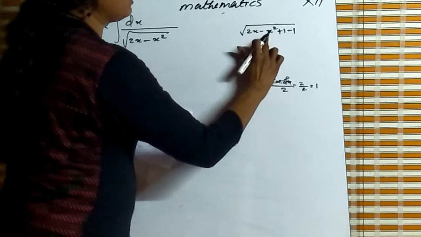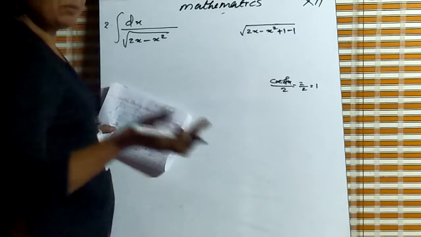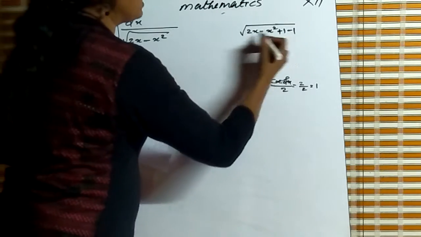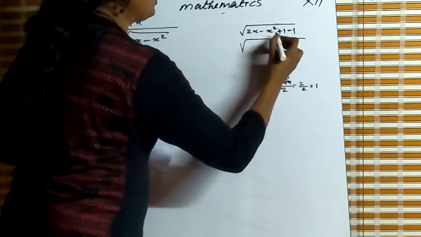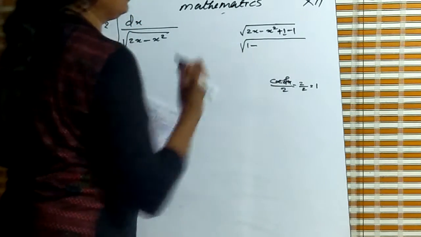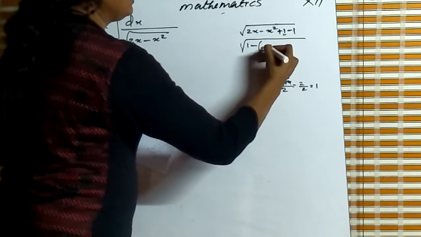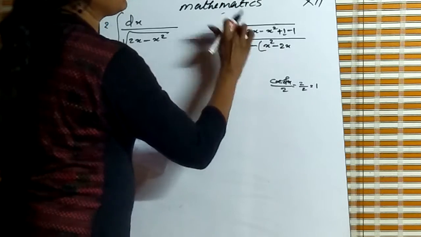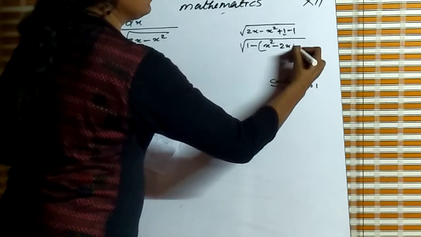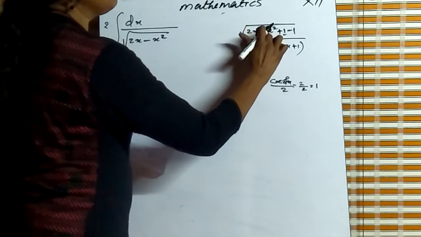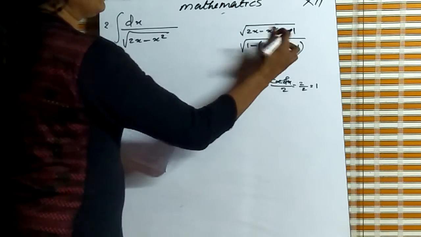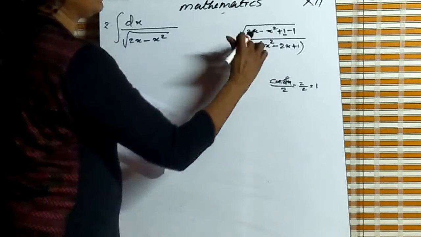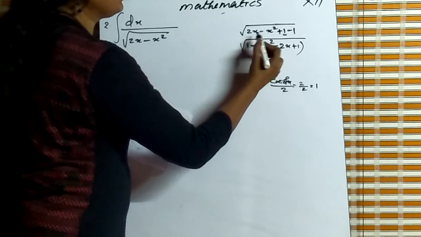Now this is 2x. Our x square term is minus x square. We have to write a perfect square. The x square term should be positive. For that, in this square root, first we write the positive number, then 1 minus of x square. Then 2x minus 2x, minus into minus plus 2x. Then minus 1 is plus 1. So, 2x minus x square plus 1 minus 1. Take the positive 1 first, then take the negative sign outside and write the other three terms.